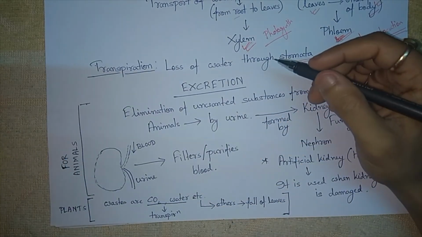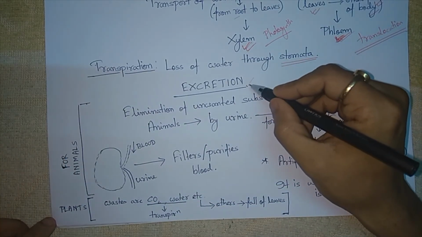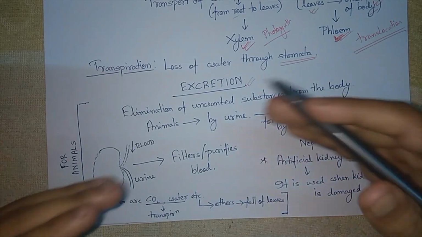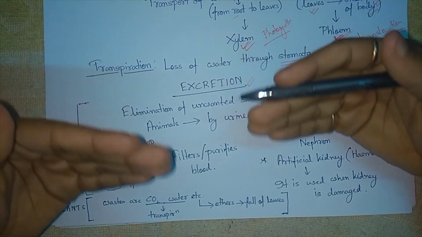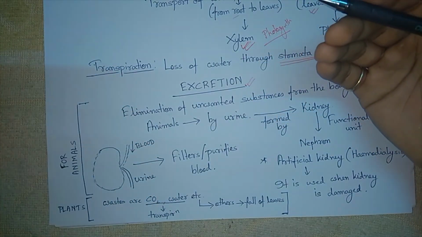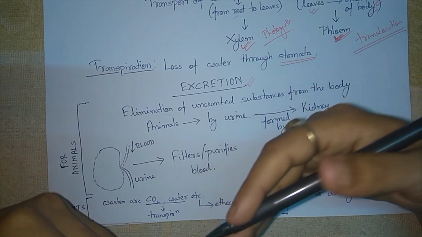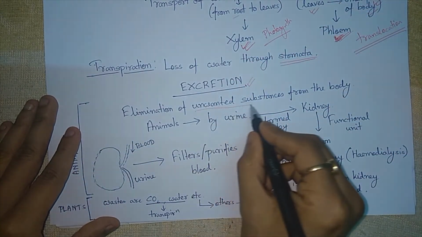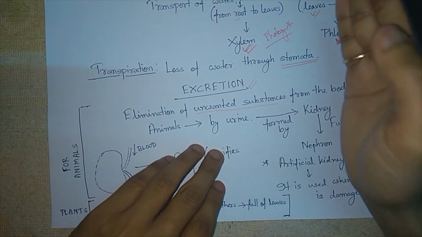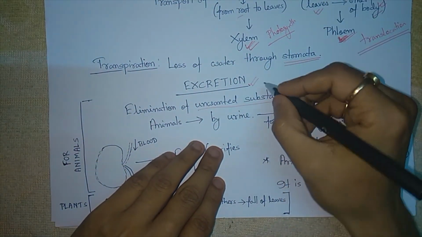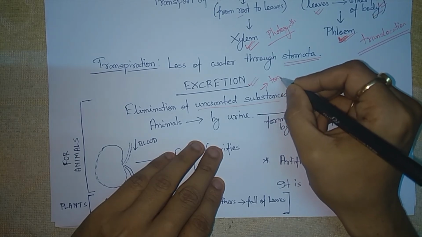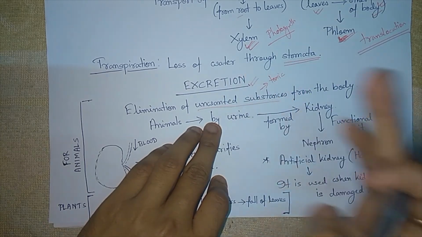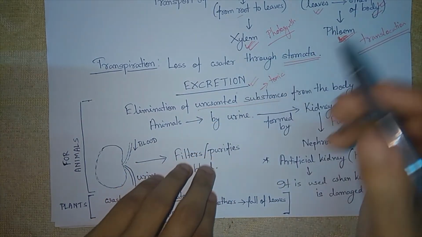Now we have the last important topic, that is excretion. Excretion is the process of elimination of unwanted substances from the body. Our body is performing so many functions. We have studied many functions already. When our body performs so many functions, there must be production of some unwanted substances also, and these must be eliminated from the body because these are toxic, that is, poisonous or harmful for us. This process is known as excretion.